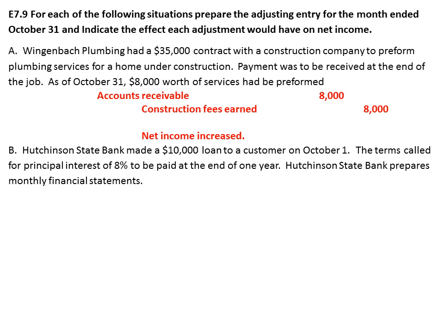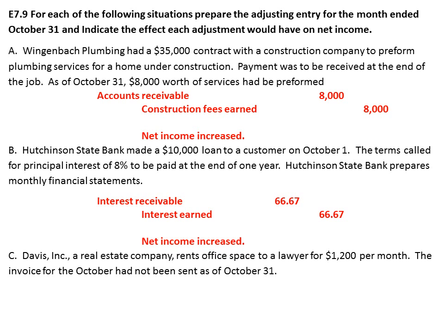Hutchinson State Bank made a $10,000 loan to a customer on October 1. The terms called for principal and interest of 8% to be paid at the end of the year. Hutchinson State Bank prepares monthly financial statements. So their interest receivable is $66.67, or in other words, 8% of the loan times 1/12, because they do the monthly financials. Their interest earned then is $66.67, and therefore their net income has increased.